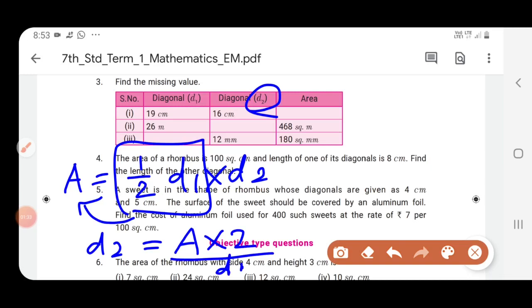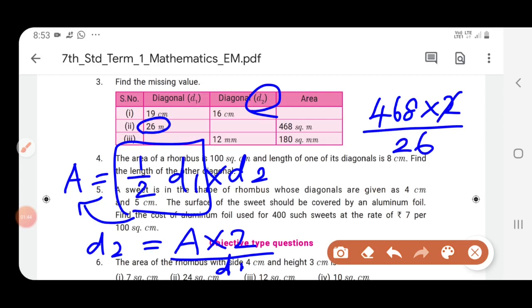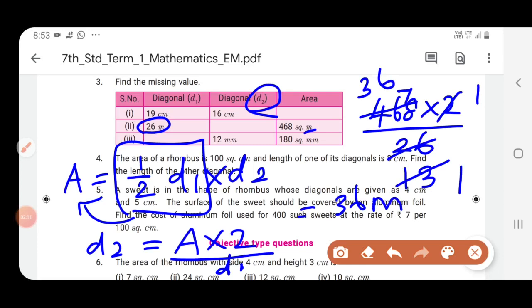Okay. Now A into 2. So what is our A? 468 into 2 divided by D1, which is 26. Then we have to cancel this one. 1 2s are 2, 1 2s are 2, 3 2s are 6. Now we have to cancel this one by using the 13 table. 1 13s are 13, 3 13s are 39, so remaining we have 7. Now how many 13s are 78? 6 13s are 78. So 36. Here the given unit is meter. 36 meter is our D2.